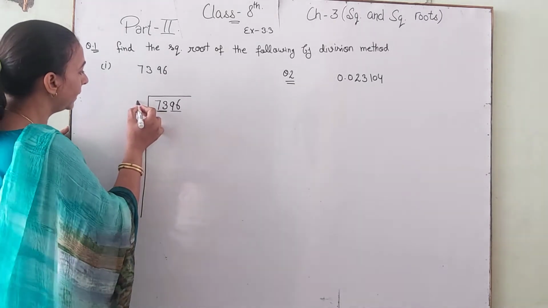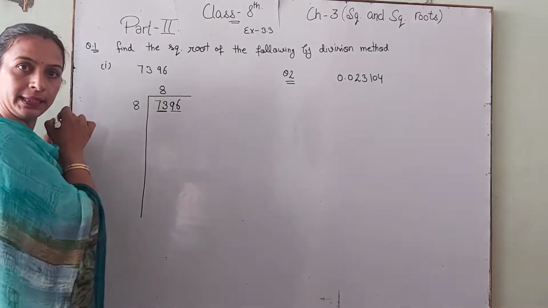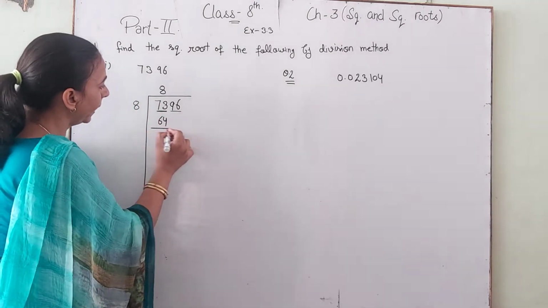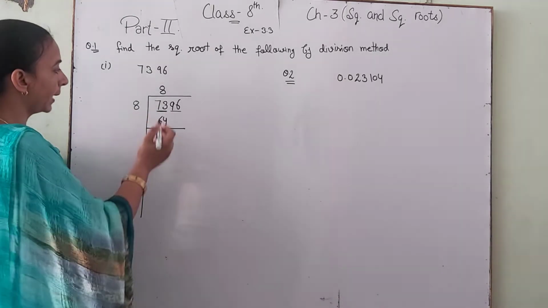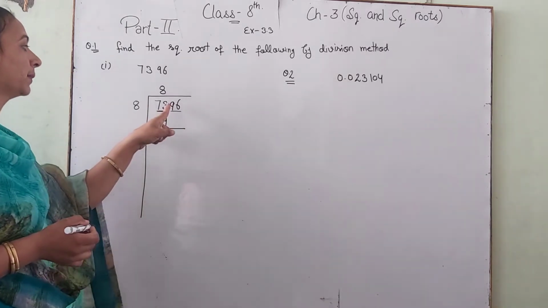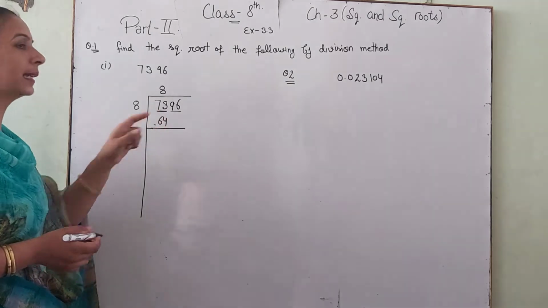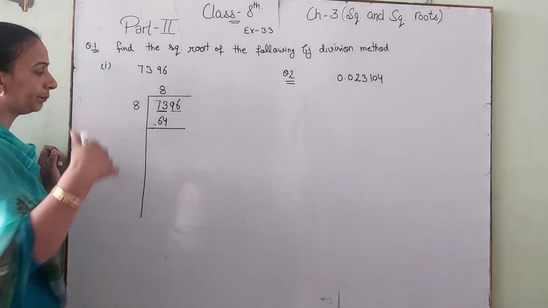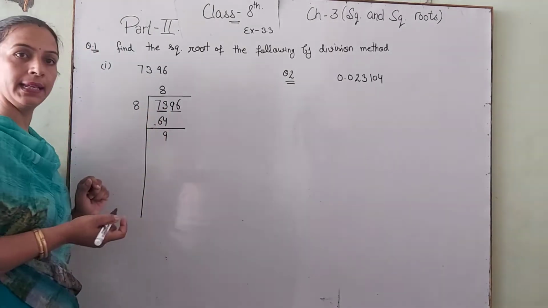We take 8 here, and we also take 8. 8 8s are 64. Now subtract. 3 minus 4 is not possible, so we borrow. 13 minus 4 is 9. Then 6 minus 6 is 0.